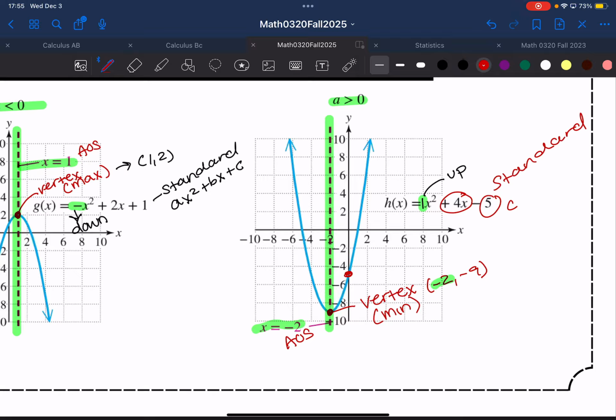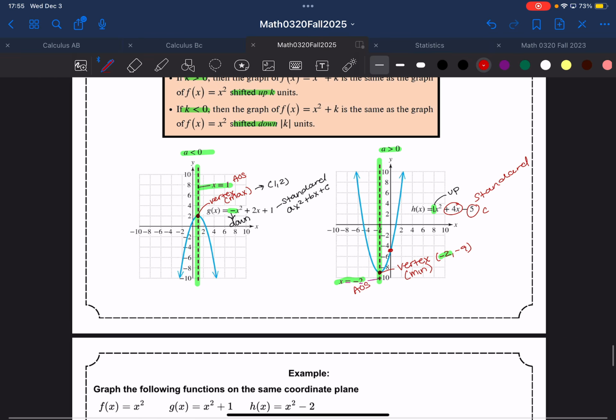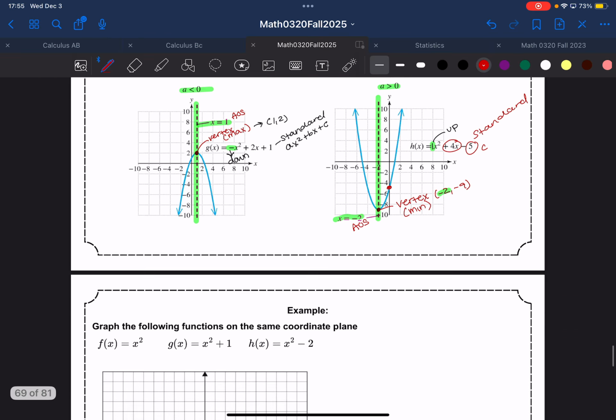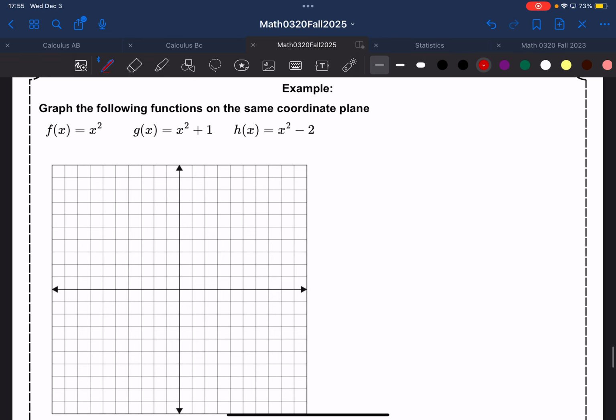What is this at the bottom? AOS. AOS, axis of symmetry. Now I understand. Because the vertex one would be the K, where K value would tell you whether it goes up or down. Yes, got it.